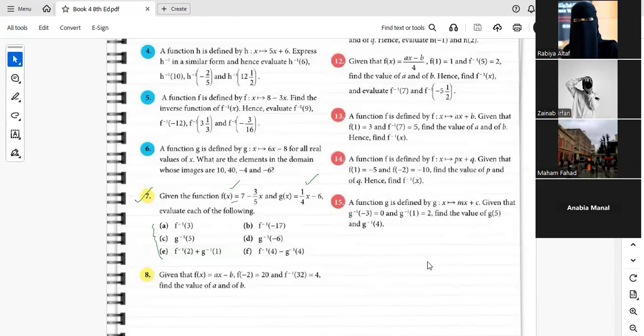We first need to find the inverse of these functions. We have two functions over there. First one is f, second one is g. We first need to find their inverses one by one, and then we need to put these values to get our desired answer. First one is f of x equals to 7 minus 3 upon 5x. So we need to find its inverse function first. Let me take you to the board.